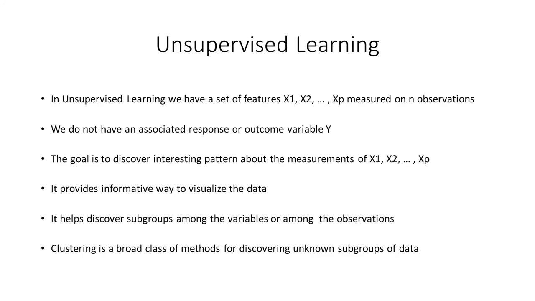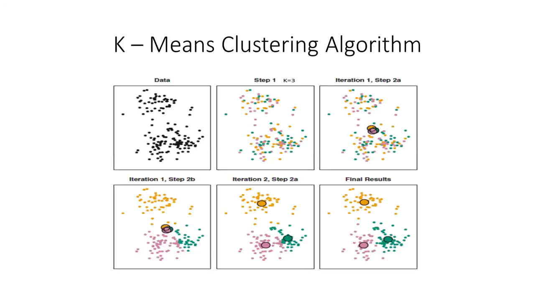The goal of this algorithm is to discover interesting patterns about the features measurement. It provides an informative way to visualize the data. It helps discover subgroups among the variables or among the observations. Clustering is a broad class of methods for discovering unknown subgroups of data. Now we will introduce one of the important clustering algorithms, the K means clustering algorithm. But before that, I would like to give you a brief detail about clustering methods.